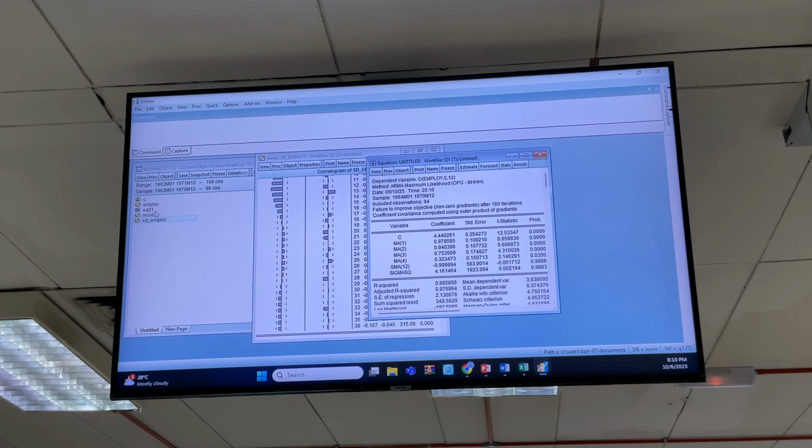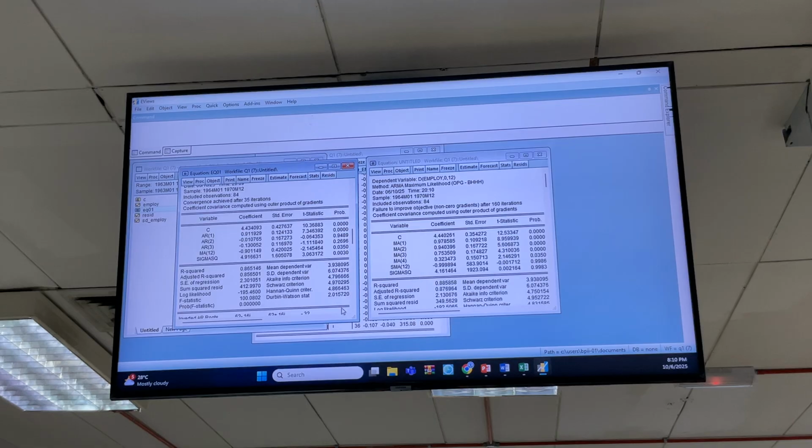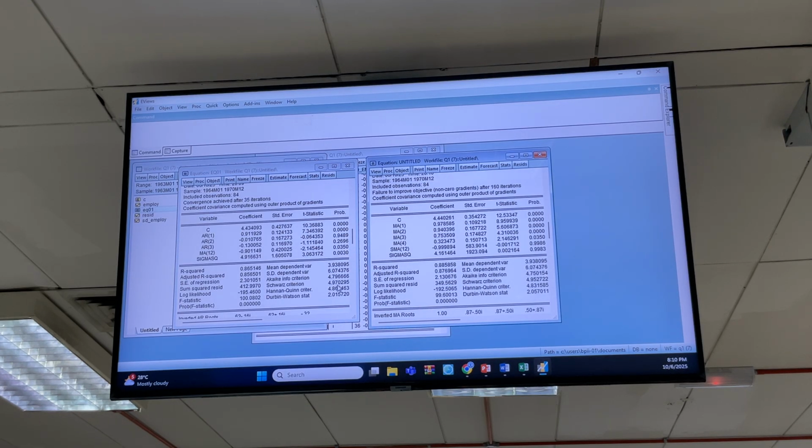And then you compare. So which one has smaller AIC, SIC? This one 4.7, 4.70. Oh, this one is smaller. 4.775. 4. And this one smaller. Okay.